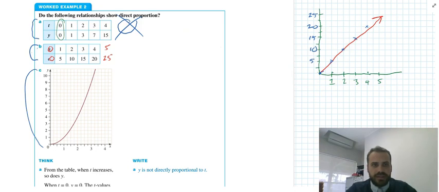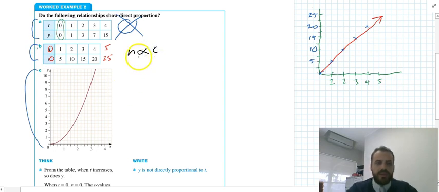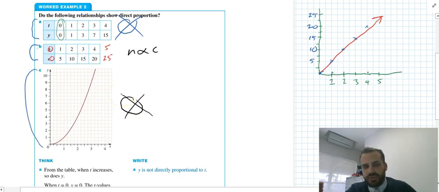So I can say, and this is the exciting bit, that n is directly proportional to c. Finally, if we look at this one, we can see that yes, it passes through the origin, but it's a curved line, so it's not proportional.